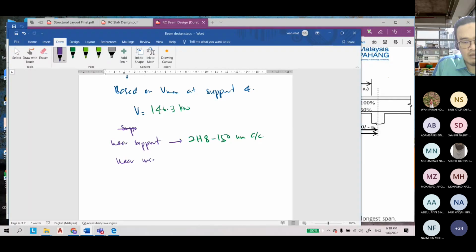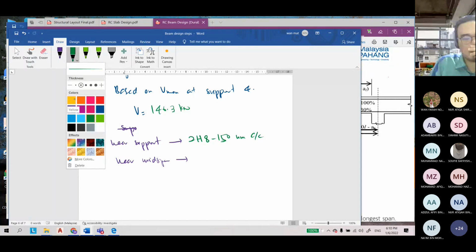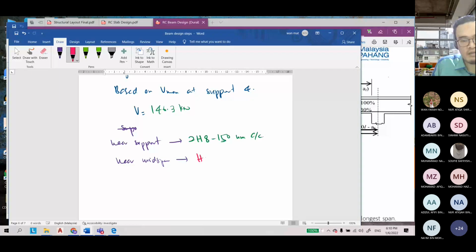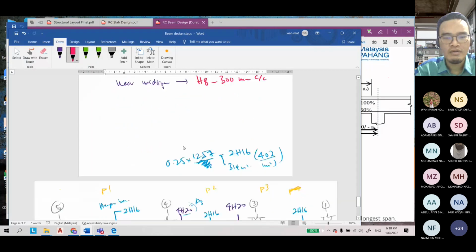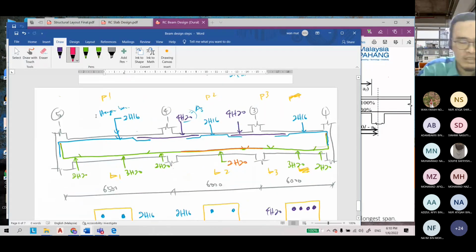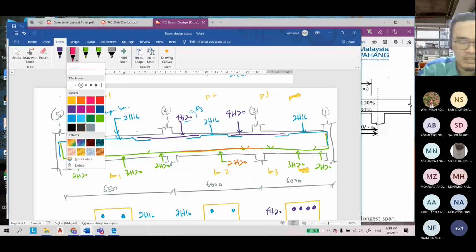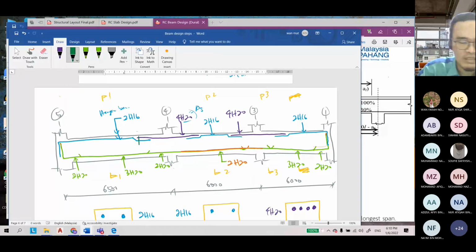Okay, lepas tu dekat mid span, you can gunakan H8, let's say 300 mm center to center. So, you buatlah dia punya ni. Okay, kalau dekat support tadi, dia support green color here. Okay, here to here, near the support. This one kalau you guna AutoCAD nanti dia akan kemas. Kan dia ada kirakan jarak dia X tu berapa kan. Itulah gunanya. Okay.